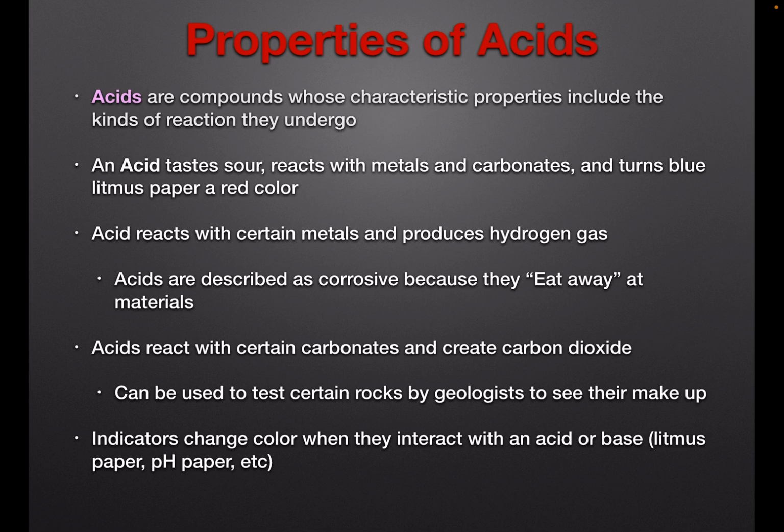Acids react with certain metals and produce hydrogen gas. So what that means is there's going to be hydrogens that are going to break off from those acids as part of their reactions. Often they're described as corrosive because they eat away at materials, and so what that means is that if it's poured on something, it has a tendency to break down that material, and so it looks like it's disappearing because it's reacting and it's breaking it down.